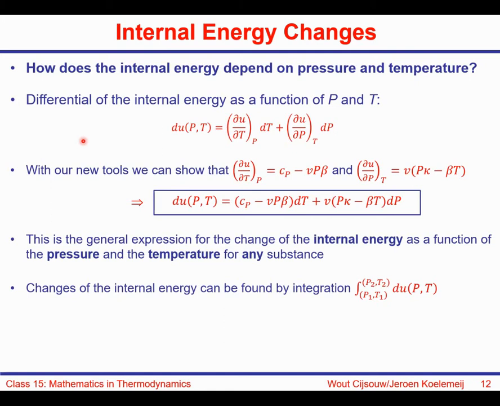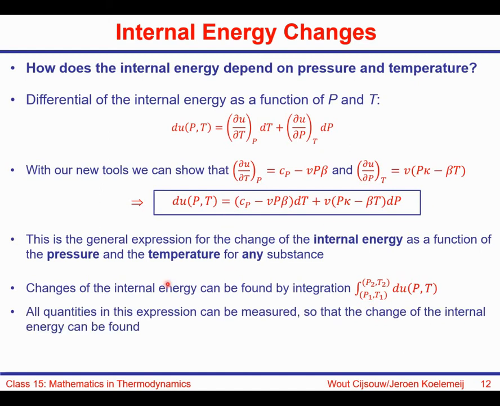And if we want to know, for example, changes of the internal energy of a substance when going from pressure 1 and temperature 1 to pressure 2 and temperature 2, we can just integrate this expression here. And again, in this expression, all these quantities are either known or can be measured, so you can determine the change of internal energy.